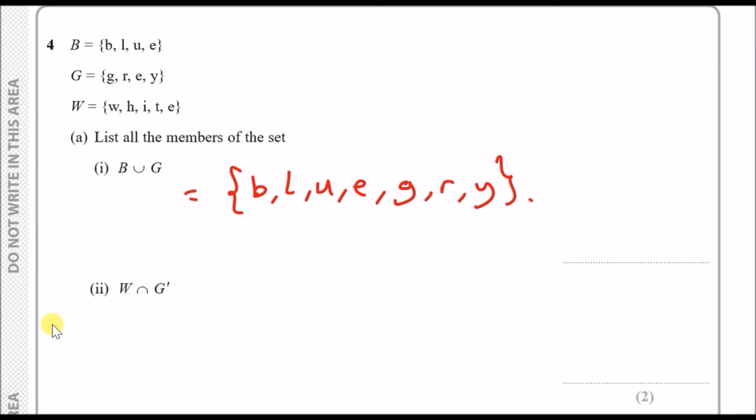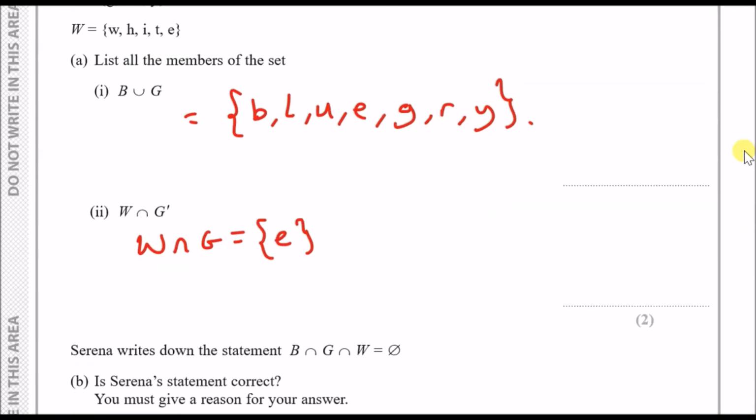And for the second part, we need to find the members of the set which intersect between W and not G. Now, to understand not G, it's better to firstly work out what is the intersection between W and G to get a better understanding. Well, when we look at the intersection between both, we look at the common elements. So looking at the grey and the white, they both have the letter E. So this implies that the intersection between white and not G would be what it doesn't have. Well, it doesn't have a W, H, I, and T. So that would be your answer for part 2. It would be W, H, I, T.